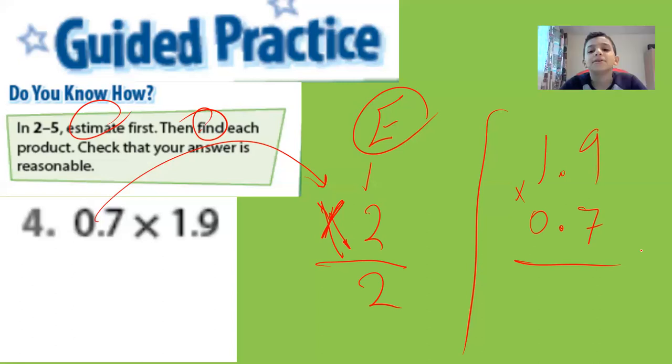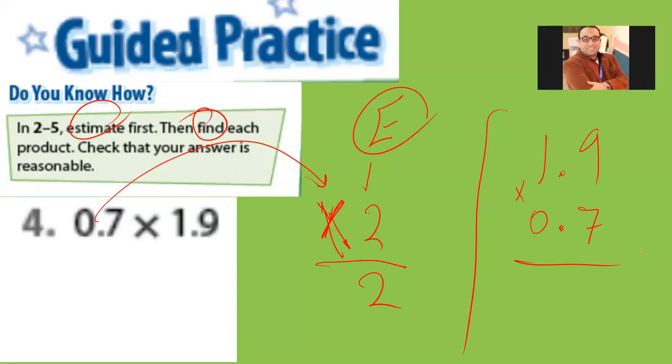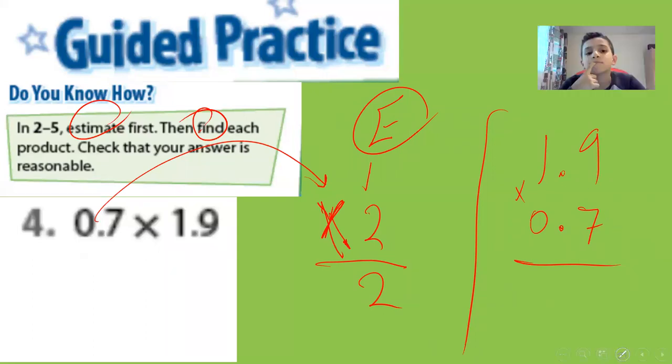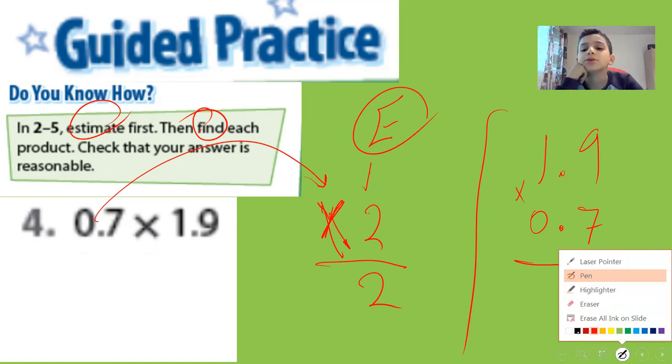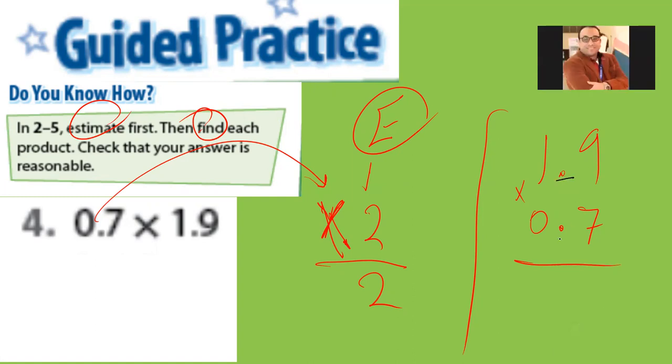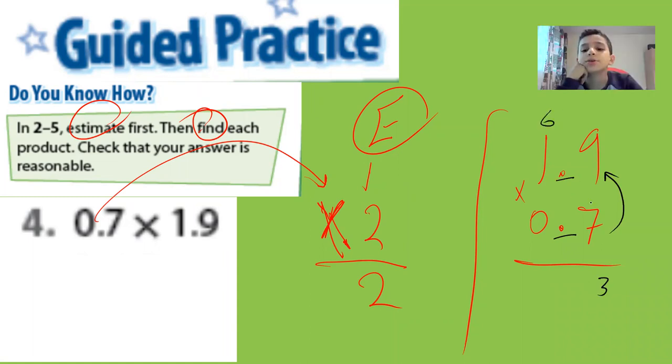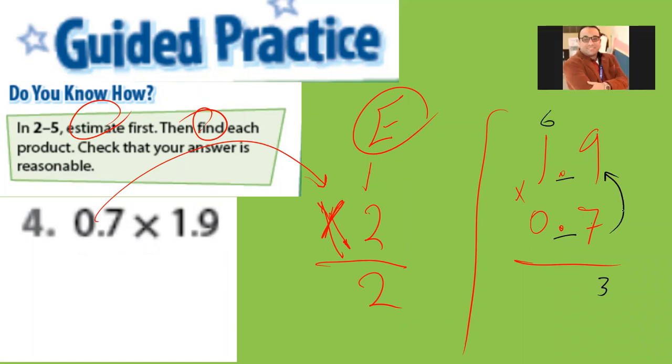No. Why? Because it does not affect the result, Mr. Walid. Multiplication is commutative, so 1.9 multiplied by 0.7 is the same. Pretend there is no point here. 7 by 9 equals 63: 3 and carry 6. 7 by 1 equals 7, plus 6 equals 13.